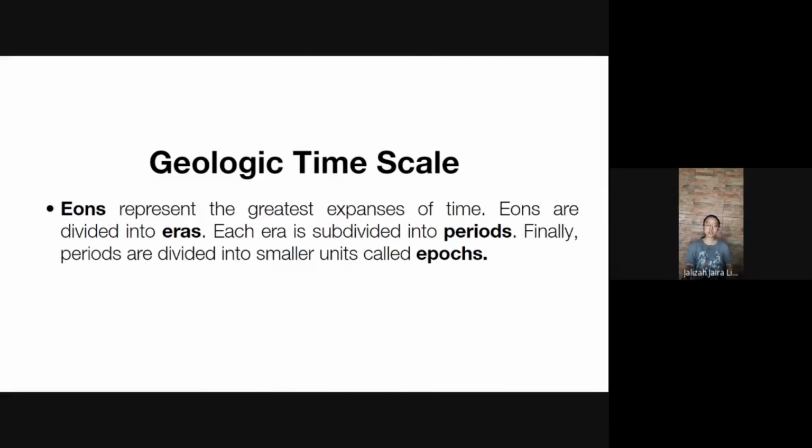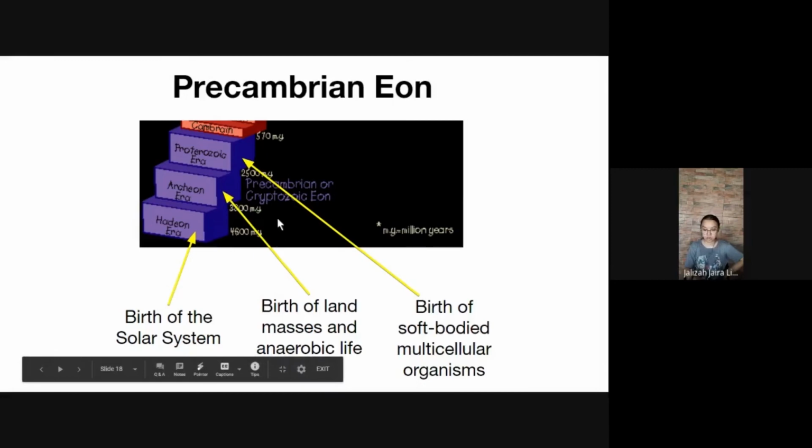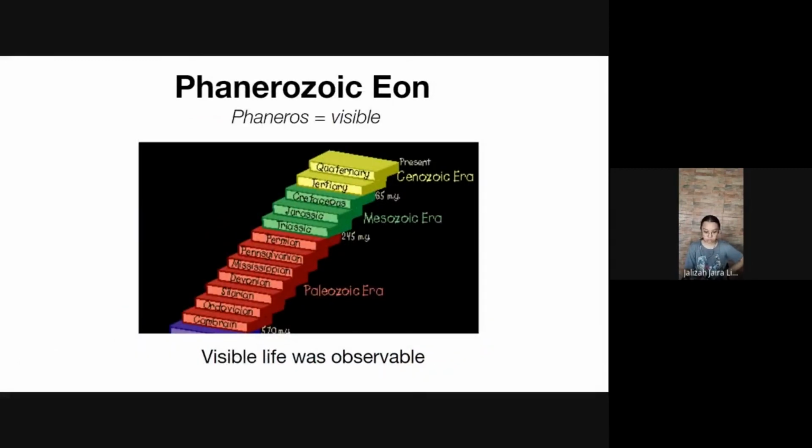So furthermore, eons represent the greatest expanse of time. So I show you the largest division of time here. Eons are eventually divided into eras. Eras are eventually divided into periods. And finally, periods are further subdivided into epochs. So just a bit more information, you can actually go through the slides and eventually check out what the different divisions are here.